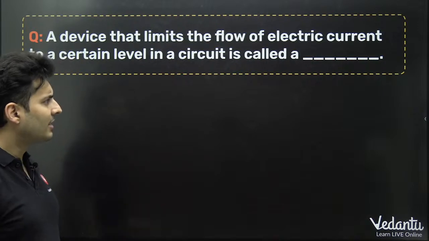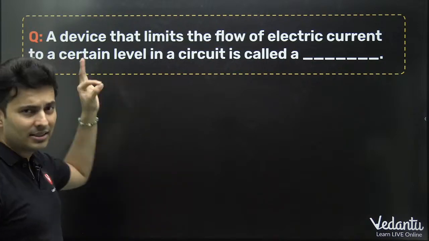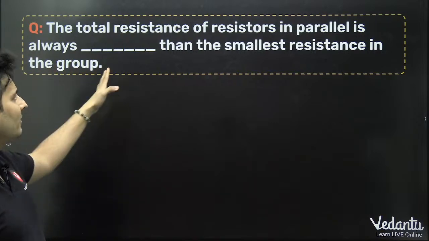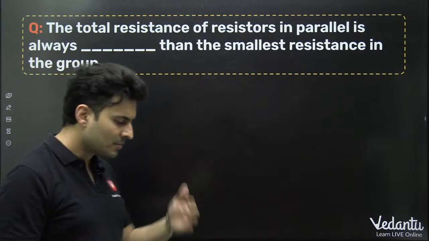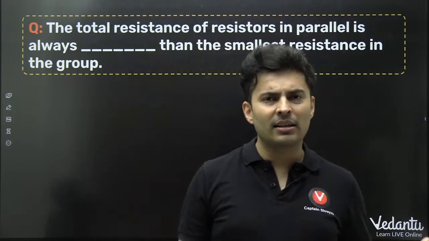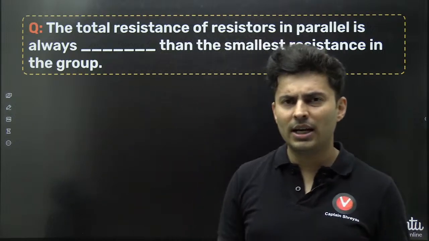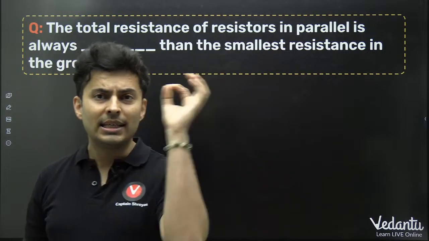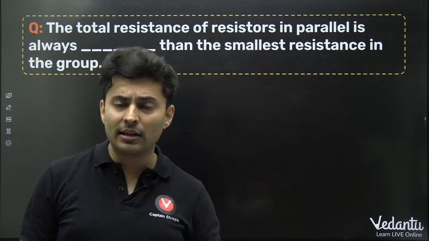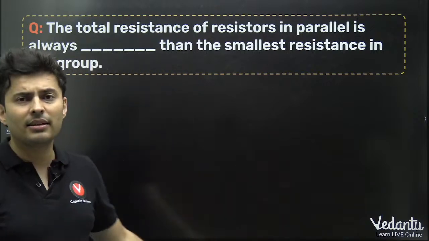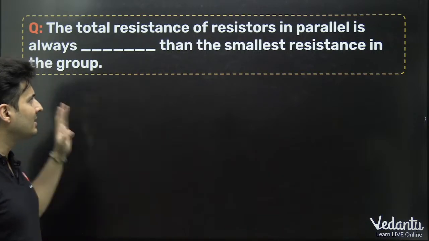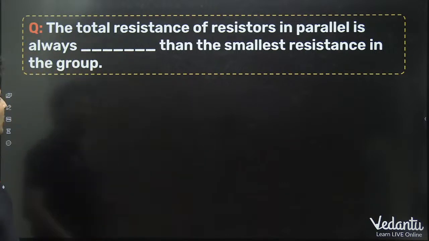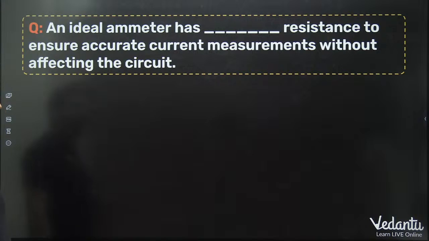Yeah, the answer is resistor. A resistor limits the current. Correct. The total resistance for parallel is always less than the smallest resistance. Whenever resistors are in parallel, the formula is 1 by R1 plus 1 by R2 plus 1 by R3 is 1 by R equivalent. So the final R equivalent is less than R1, less than R2, less than R3, every single resistor. So it is always less than the smallest of the resistances as well.